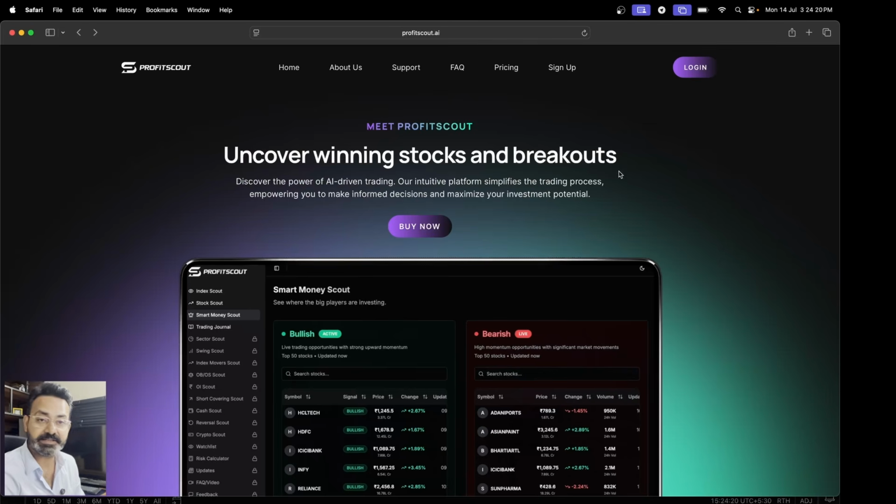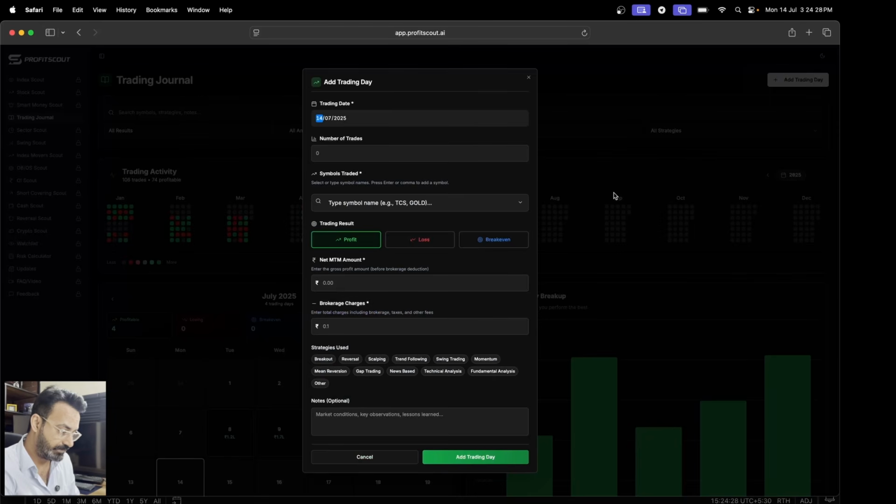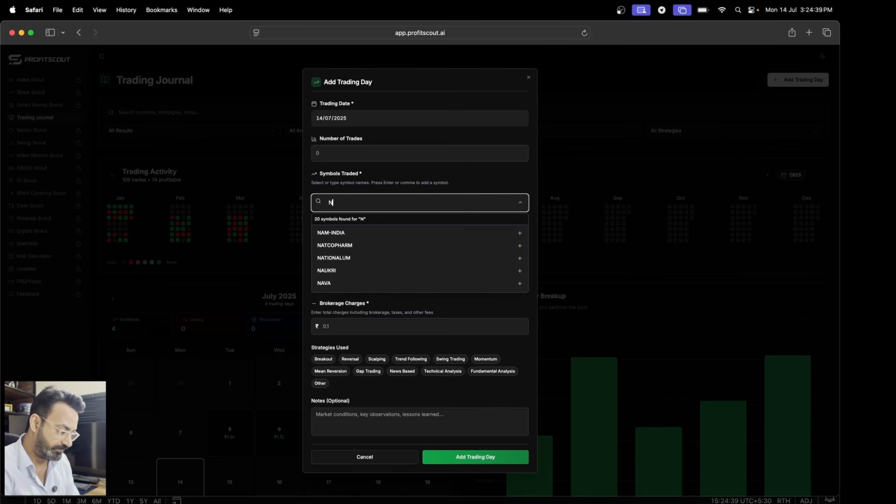If you are an existing client like me, you come to login and you click on add trading day. So today is the 14th. Number of trades, I'll come to it in a bit, was in profit. The traded symbols for today were Nifty, PEL and Bosch.